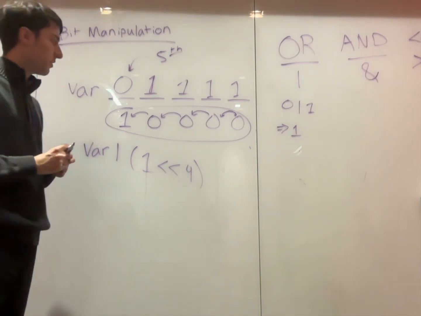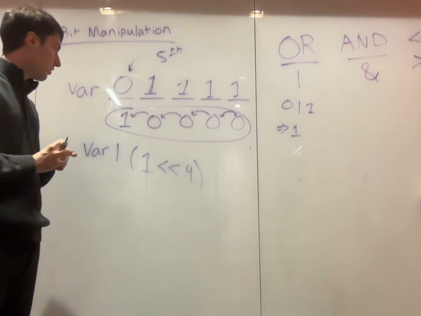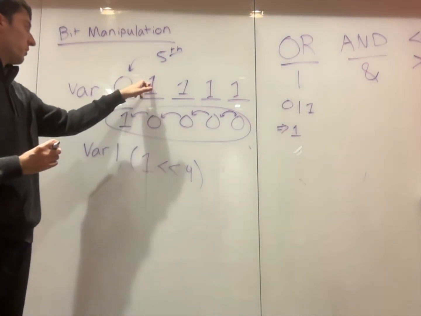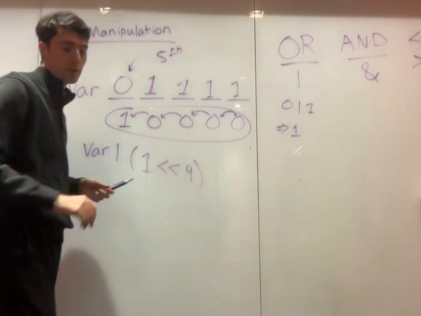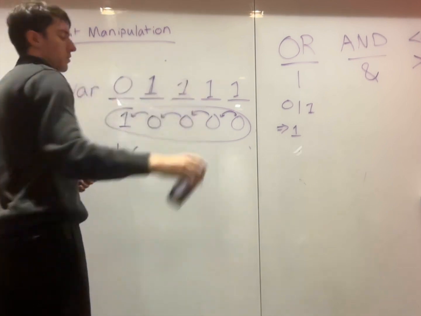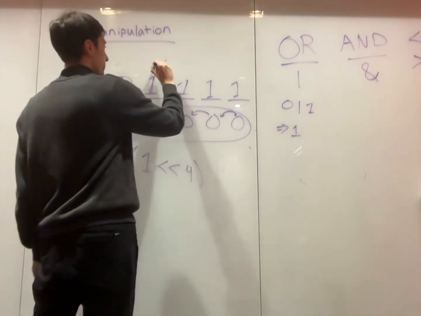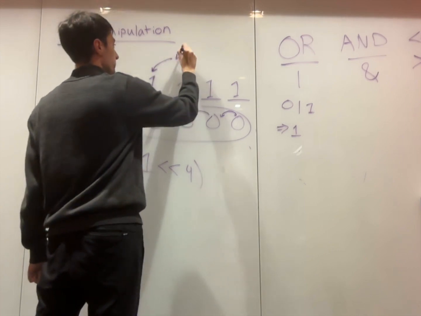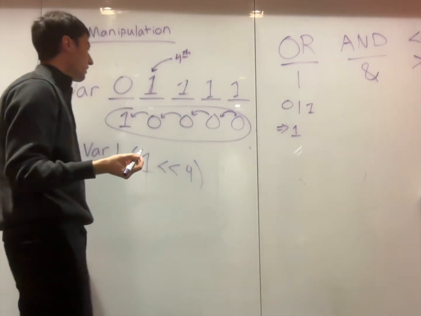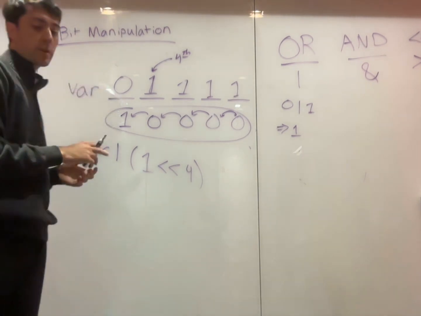specific location. And if I wanted this to be 0, if I wanted, I don't know, this location to be 0, right? Like, okay, I want the 4th location in this variable var to be 0. How are we going to do that?